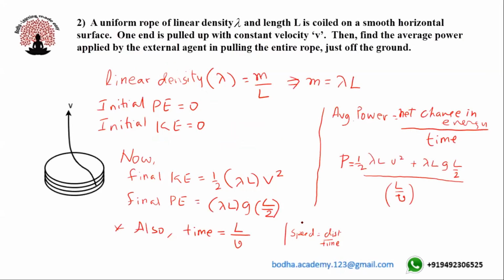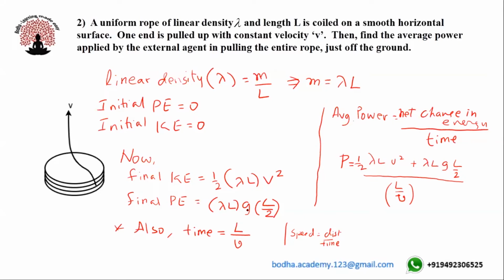So let me go back to the entire problem once again. First we'll start with linear density. Linear density is nothing but mass of the rope by length of the rope. We call it linear density, from which we can find mass is equal to lambda into L. Initially the rope is on horizontal ground, so initial potential energy is 0, and initially the rope is at rest, so initial kinetic energy is also 0. Now the rope is pulled up with a velocity v, so kinetic energy is half m v square, but mass is lambda L. Therefore, I can write half lambda L into v square.